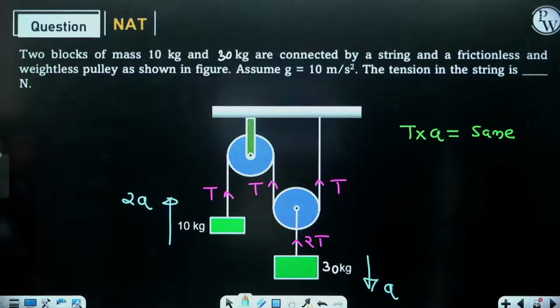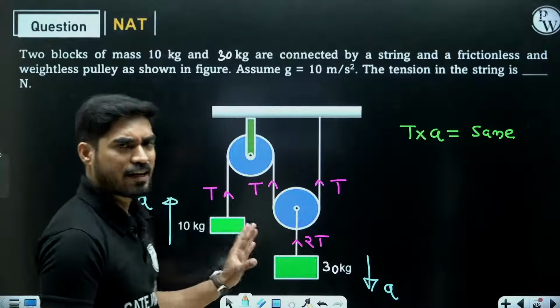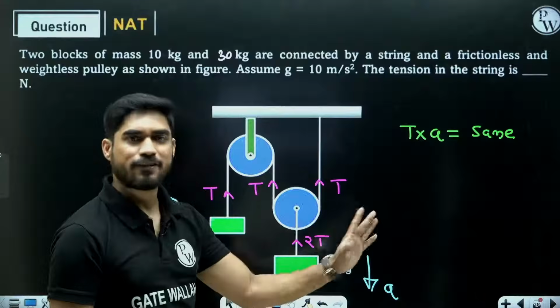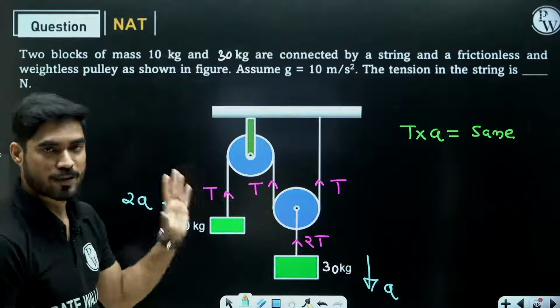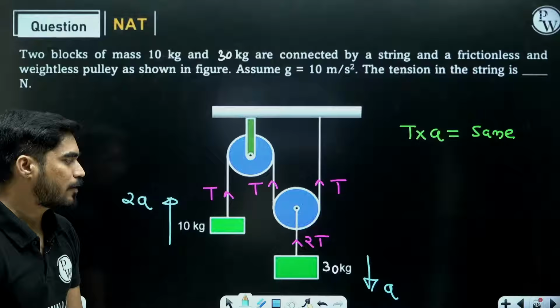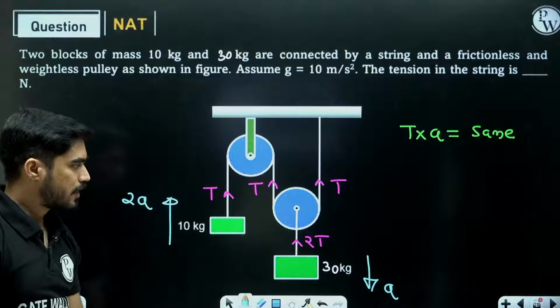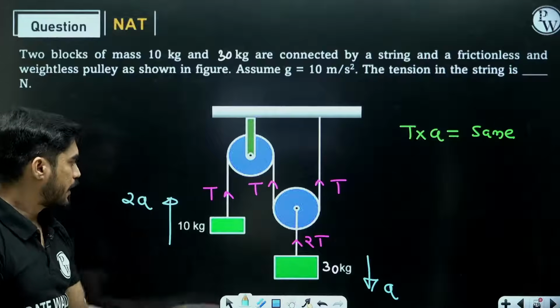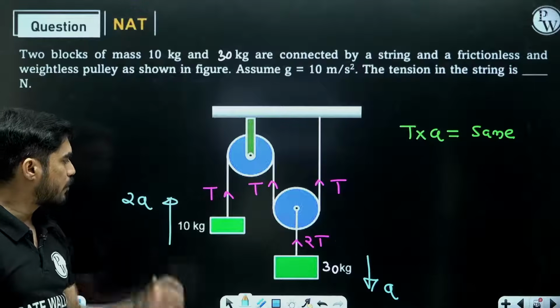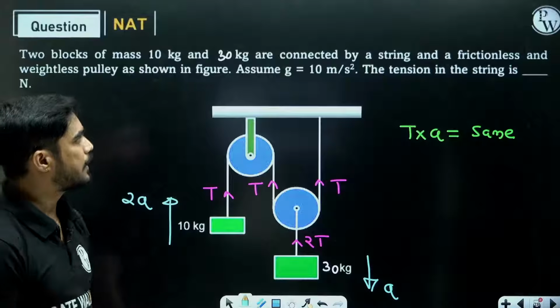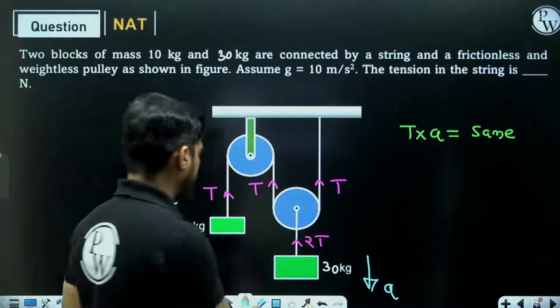If you do this, you will be able to find out the relation between acceleration in every case whenever there are more than one pulleys. So now we know that 30 kg block is moving downward with acceleration A. It is subjected to 2T tension, and 10 kg block is moving upward with acceleration 2A. It is subjected to T tension.